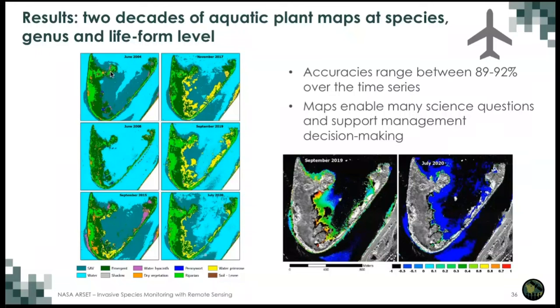And then we can start to track how, over time, the distribution of these different classes changes with these different annual snapshots. Overall, across the years, using a reserved set of that field data for independent validation, we calculated the accuracy of these maps, and it ranges between 89 to 92%, depending on the year, over the time series. And these maps have been really important for enabling many science questions and supporting invasive species management and decision-making in the Delta. So I'm going to go through a couple of examples of some of those applications using these maps derived from airborne imaging spectroscopy.